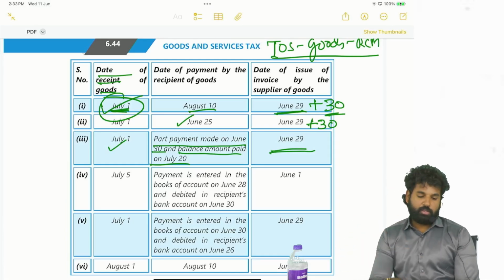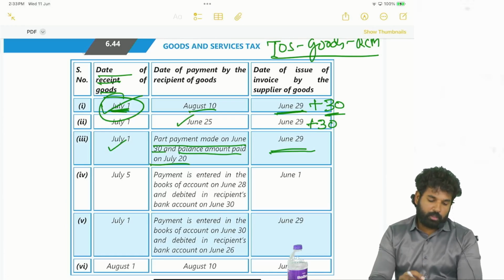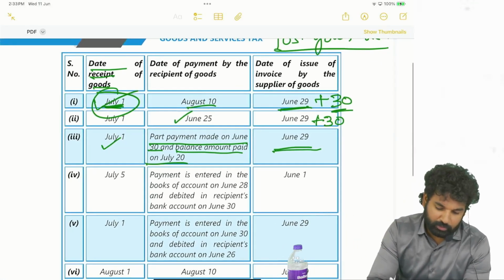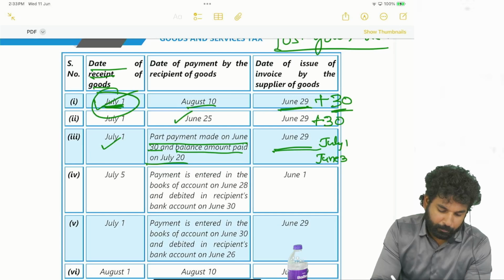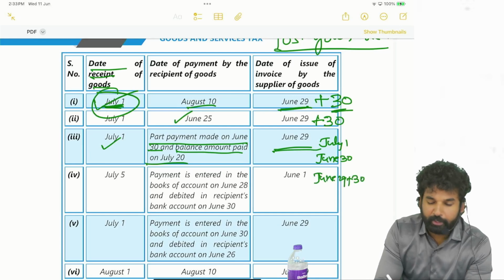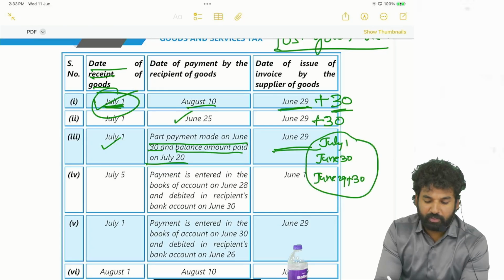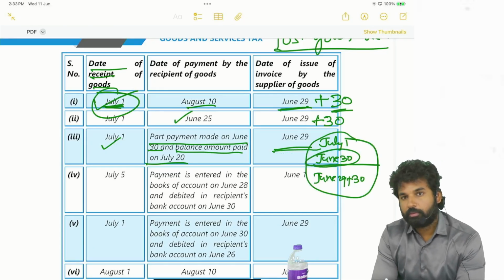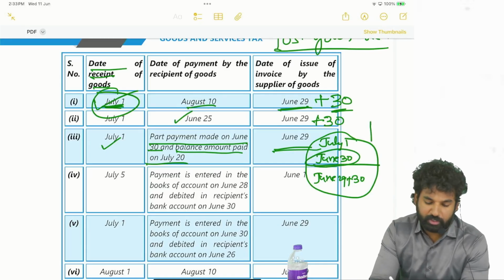Okay, so you just tell me. Two sets of dates will come now. July 1, part payment made on June 30. June 30, June 29 plus 30, 30 days. This is one set. Whichever is earlier? June 30. June 30 is earlier. Okay, next set.